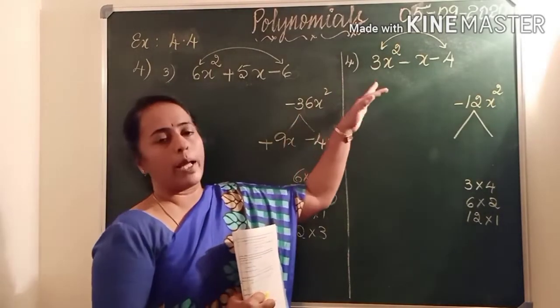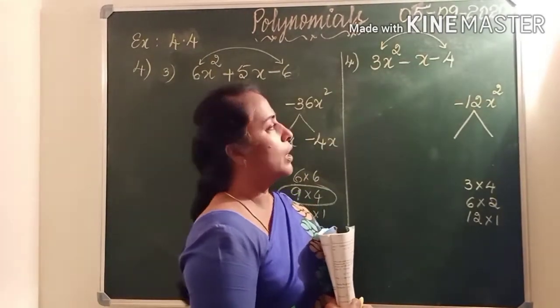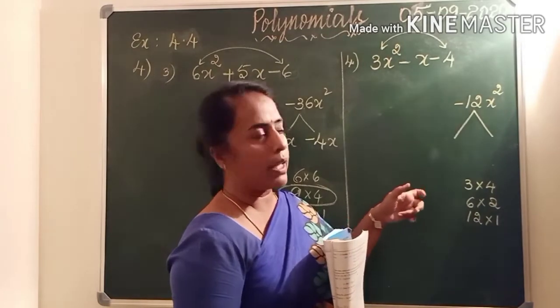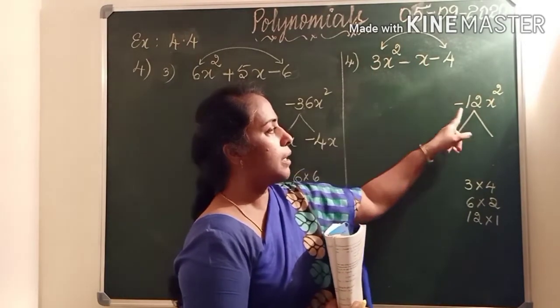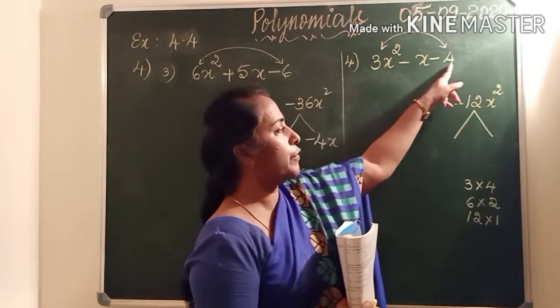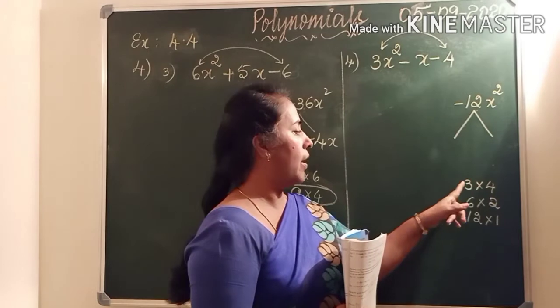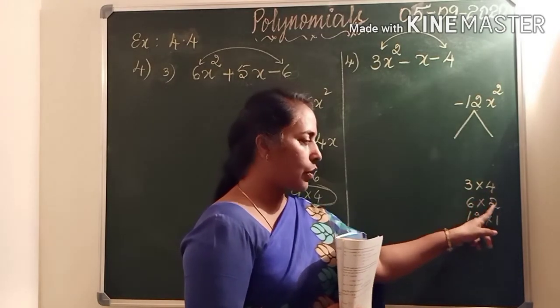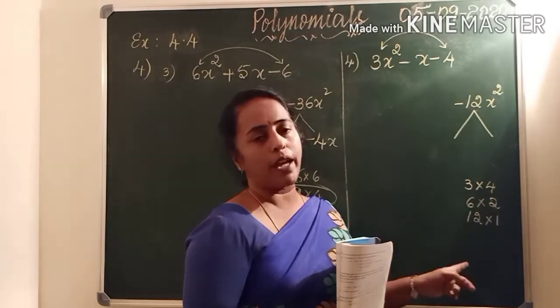Let's move to the fourth one. 3x square minus x minus 4. So here also you should multiply the first term and the last term. Plus into minus is minus, 3x square into 4, 12x square. Write down the factors of 12. 3 4s are 12, 6 2s are 12, 12 1s are 12. You got three groups of factors.